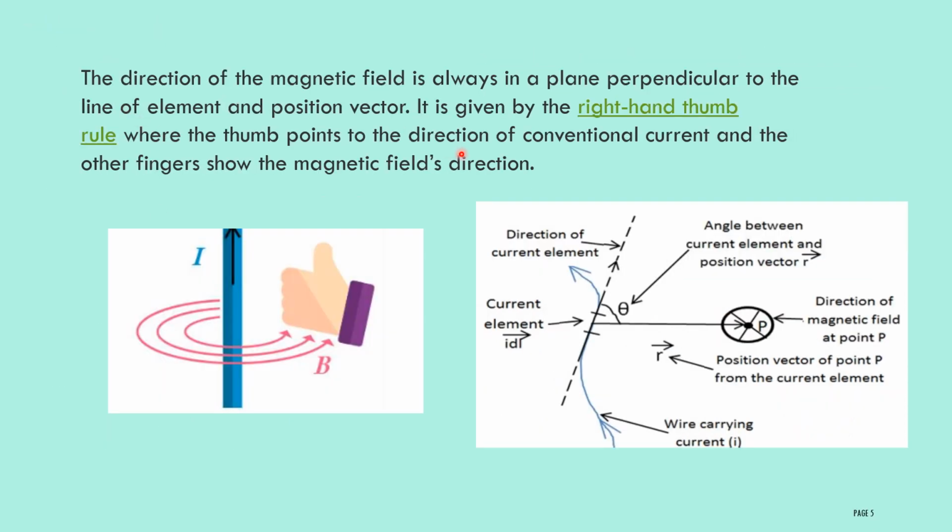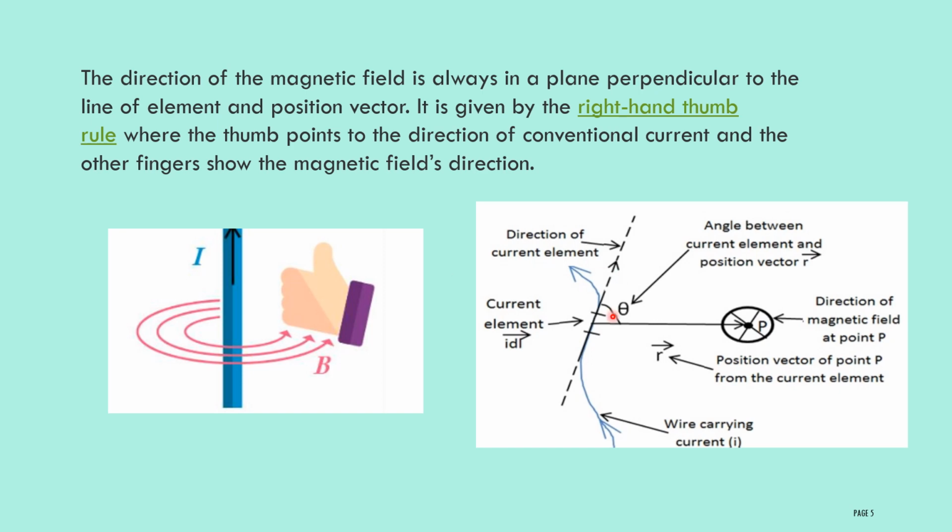Next, the direction of the magnetic field is always in a plane perpendicular to the current element and the position vector. It is given by the right hand thumb rule. According to this rule, the thumb points in the direction of the conventional current, and if you fold the other fingers, they show the direction of the magnetic field.